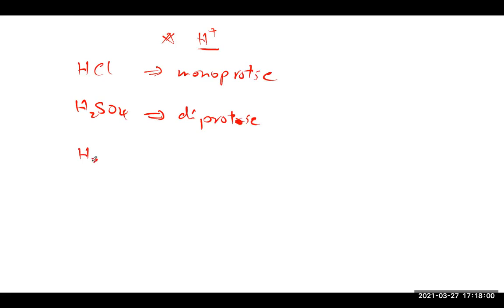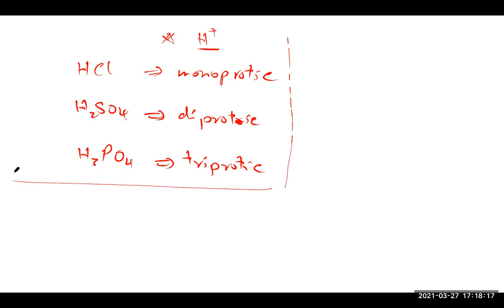And we could have H3BO4, so this one will be triprotic. Okay, so we could be asked again to classify acids according to the number of hydrogens inside them. So this will be about Bronsted-Lowry. The third model is Lewis.